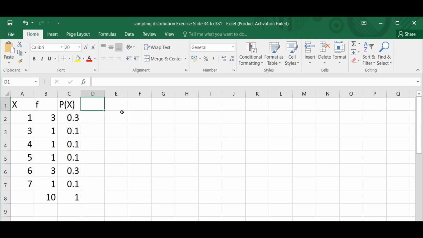Now for computing the mean of the population and the variance of the population, I have to make two more columns. One column is x into px, and the other is x square into px. These two columns are required for computation of the mean and variance of the population.